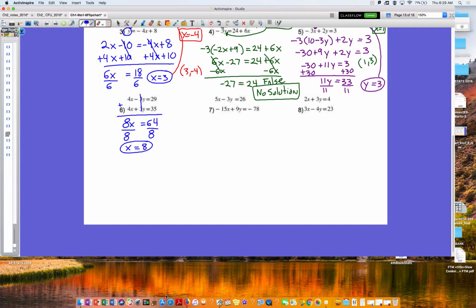So quickly, I got one of the variables. The only downside of elimination is that getting the other value takes a tiny bit more work. But it's the same process. Plug it in and simplify. So 4 times 8 minus 3y equals 29. So 32 minus 3y equals 29. Subtract 32. So negative 3y equals negative 3. Divide by negative 3. y equals 1.